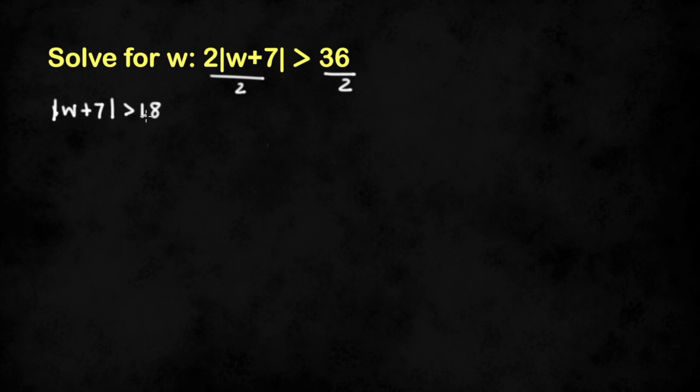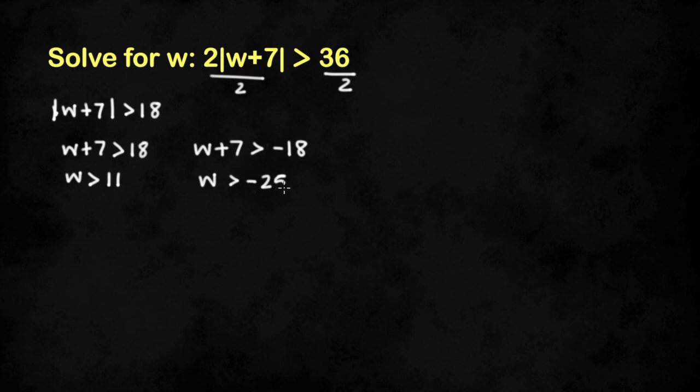As with absolute value equations, we must set w plus 7 greater than 18 as well as w plus 7 greater than negative 18. To solve both these inequalities, we can subtract 7 from both sides. That leaves us with w is greater than 11 and w is greater than negative 25.